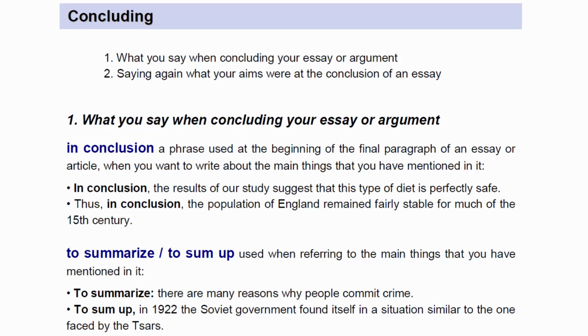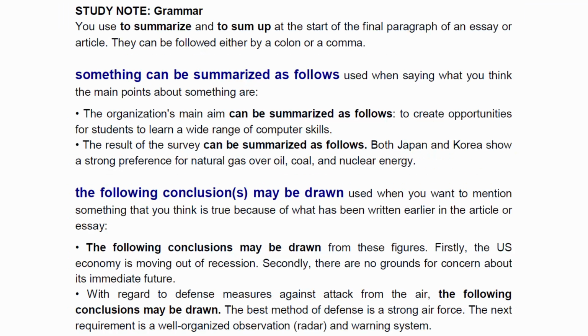Next is "to summarize" or "to sum up", used when referring to the main things that you have mentioned in it. So, to summarize, there are many reasons why people commit crime. To sum up, in 1992, the Soviet government found itself in a situation similar to the one faced by the Tsars.